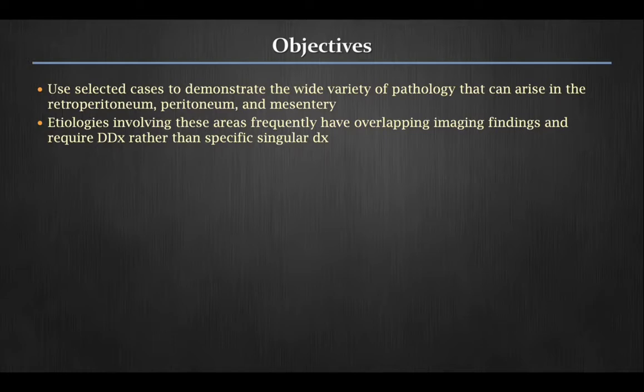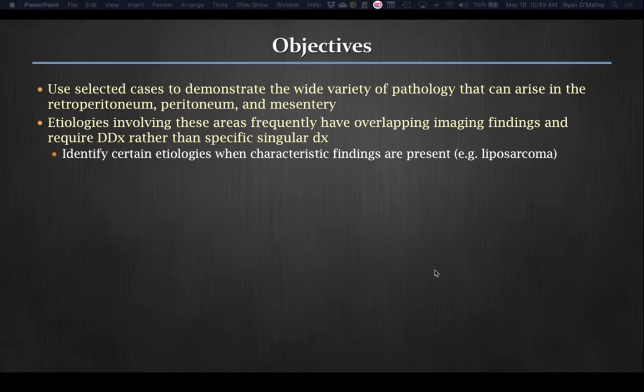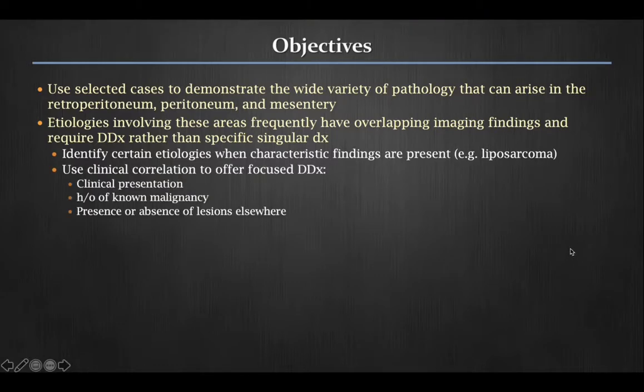Most of the time we have to give a differential here, and the crux of the talk will be how you can use the clinical information and some of the imaging features to help narrow your differential and suggest maybe a few diagnoses rather than a broad differential. We will go through a few entities that have specific presentations or specific imaging findings. And so when you see these cases, you can be more specific with your diagnosis.